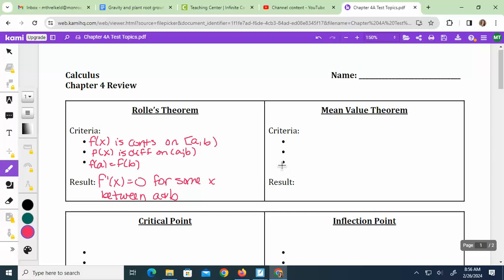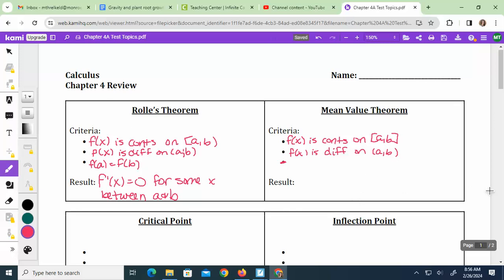Mean value theorem, I have too many bullets here. There's only 2 criteria for it. Those are the same as the first 2 criteria for Rolle's theorem. So the function is continuous on the closed interval a to b, and it is differentiable on the open interval a to b.